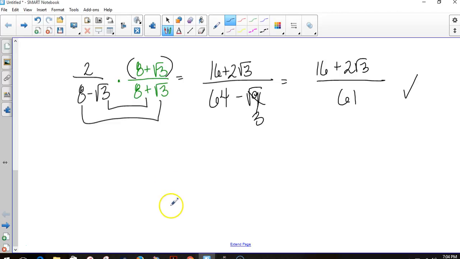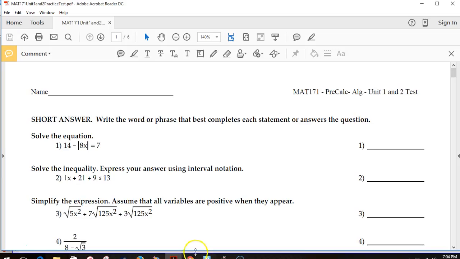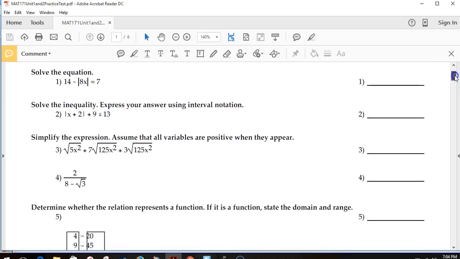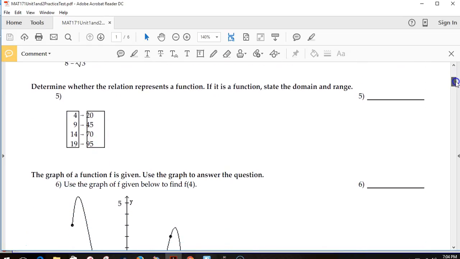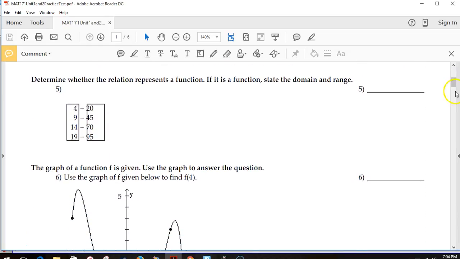it's going to get. For the next few, we're going to go back to the PDF. Number 5 says, tell me if it's a function or not. And if it is a function, tell me the domain and the range. This is indeed a function because each x value only goes to one y value. In fact, this is called a one-to-one function, which will be important in a couple more sections.